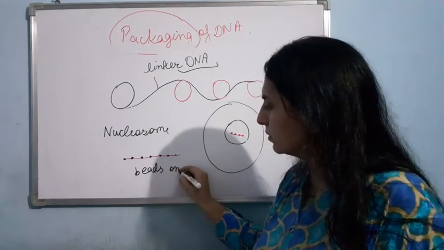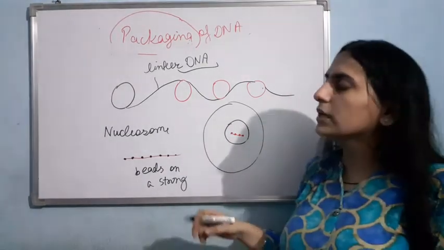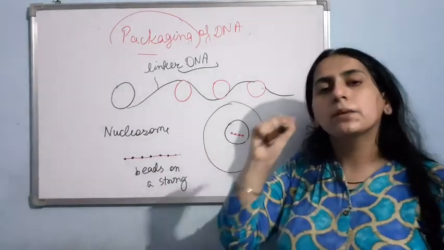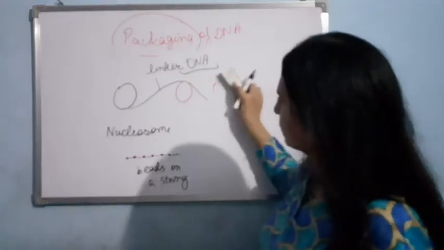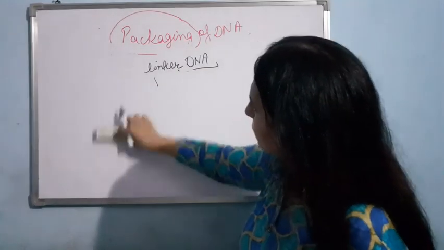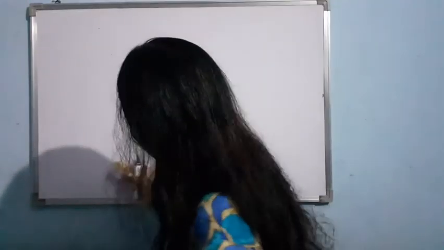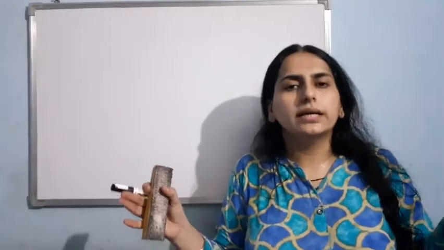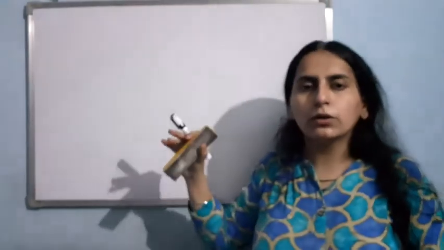Am I clear? So the nucleosome model that we are discussing is also known as the beads on a string model, as the nucleosomes appear as beads. Clear this much? Now, this is how basically your DNA is packed. This long DNA is packed in our body in the form of nucleosomes.